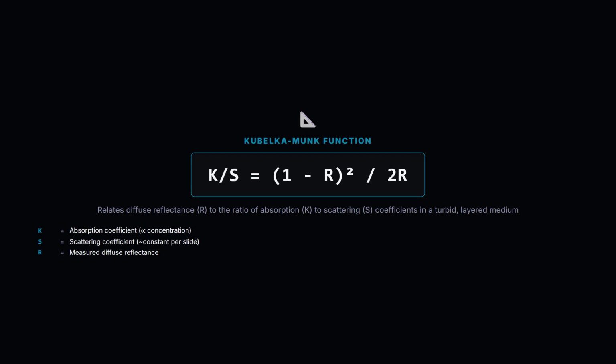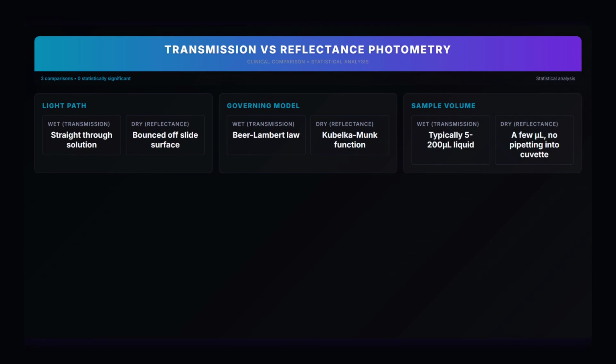Line the two technologies up directly. Wet chemistry passes light through a homogeneous liquid and follows Beer-Lambert exactly. Dry chemistry bounces light off a scattering, layered solid and follows Kubelka-Munk instead. Different physics, same underlying goal of turning light into a concentration.